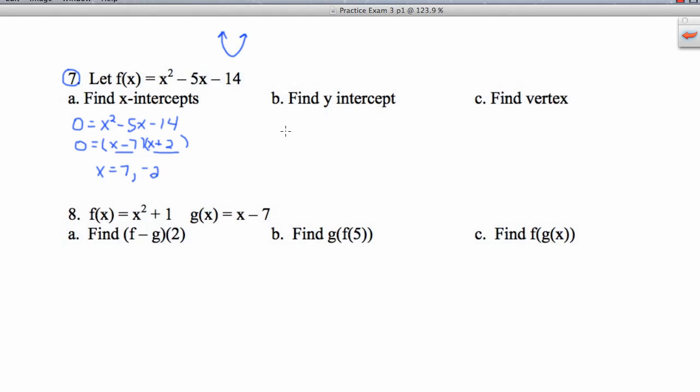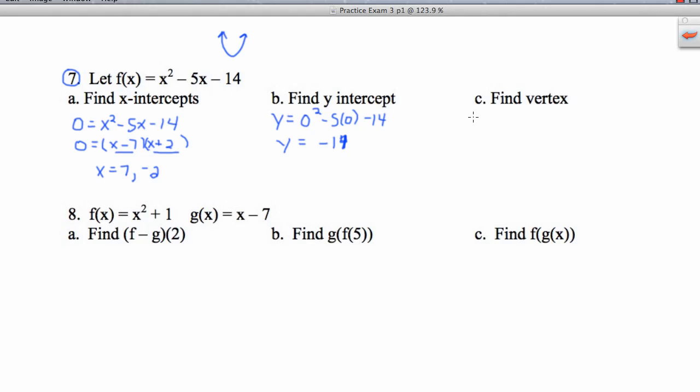To find the y-intercept, you want to know when the x-coordinate will be 0. So you just plug 0 in for your x's. Let's see, we've got 0 minus 0 minus 14. Oops, that's a 4. So at y equals negative 14, that's where you're going to cross the y-axis. That's when the x-coordinate is 0.